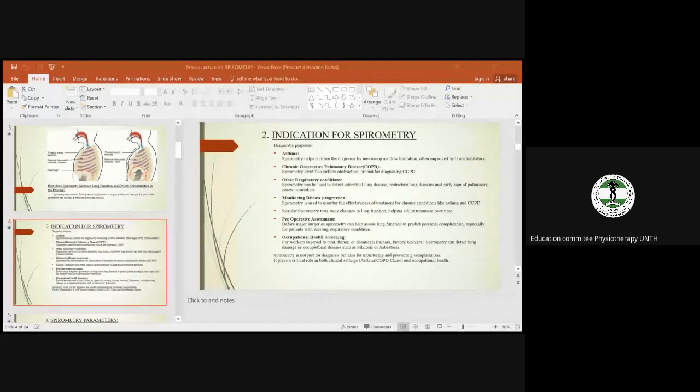Preoperative assessment. Before major surgeries, spirometry can help to assess the lung function to predict whether surgery is necessary. We have spirometry done to assess the lung of the patient.